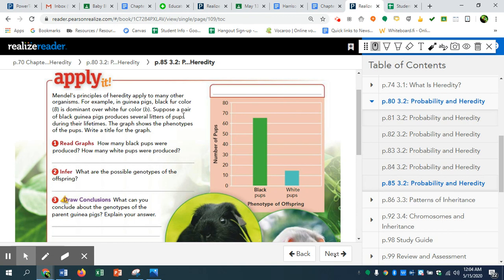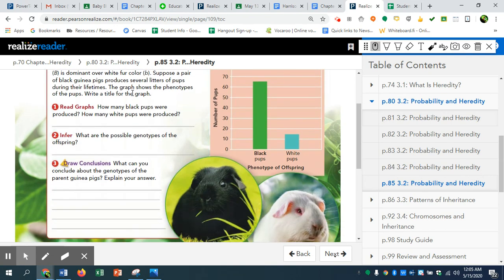In guinea pigs, black fur color, capital B, is dominant over white fur color, lowercase b. So suppose a pair of black guinea pigs produces several litters of pups during their lifetime. So you have a mom and a dad guinea pig, and they have lots and lots of babies throughout their entire life. And we're going to look at the combination of fur colors that the babies all have. So the graph shows the phenotypes. Remember, pheno, P for physical, what they physically look like.